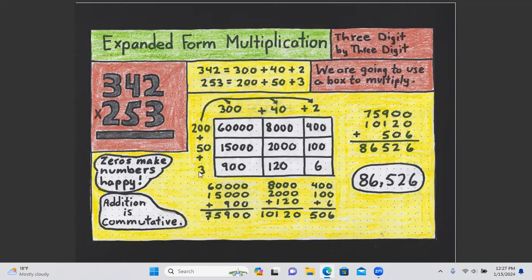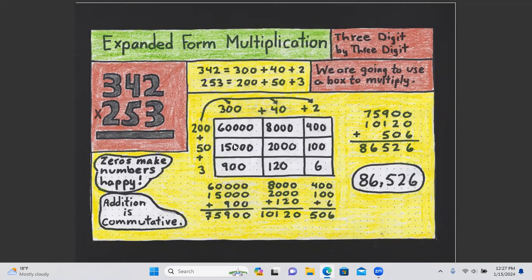Now let's distribute the 3 to the 300, to the 40, and to the 2. When we do that, 3 times 300 will give us 900, because I think you know the drill by now. 3 times 40 will give us 120, and 3 times 2 will give us 6.